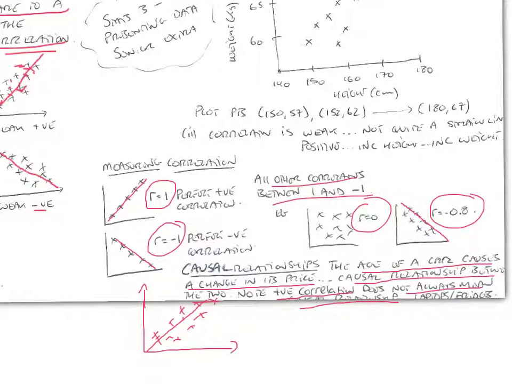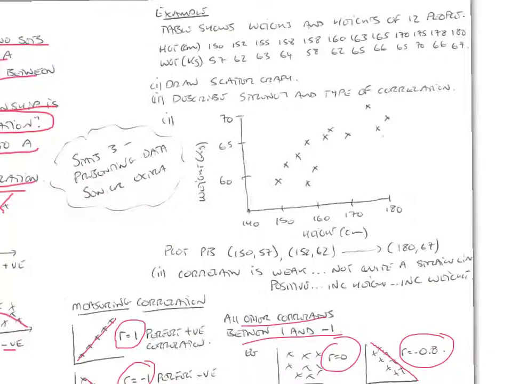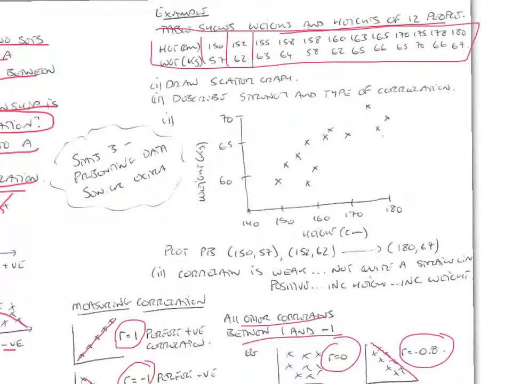So if we were to label this, we could say it's the laptops and the fridges. So the more someone buys a laptop, the more likely they'll buy a fridge. Okay. So let's look at an example here to work out or look at correlation. The table shows the weights and heights of 12 people. So here's the table. 12 pieces of data there. And we're asked to plot a scatter diagram.